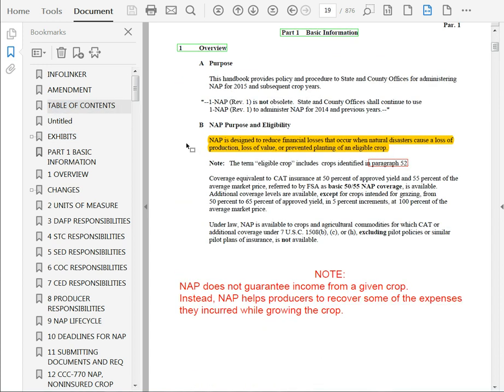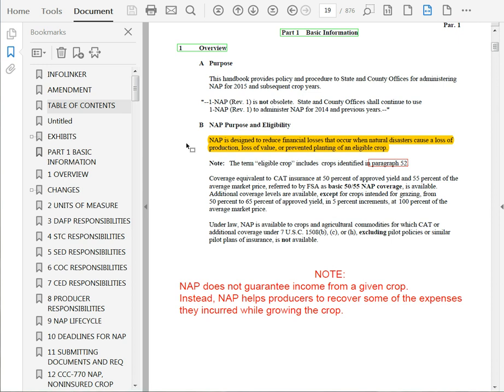So what is NAP? NAP stands for the Non-Insured Crop Disaster Assistance Program. It's meant to provide a farmer an opportunity to try and reduce the financial losses that can occur when there's a disaster of some kind. Is it insurance? Not exactly. As the name of the program implies, this is a program to help with non-insurable crops.